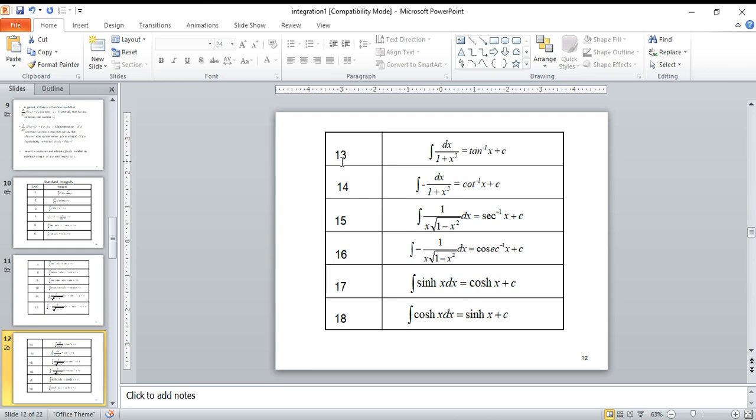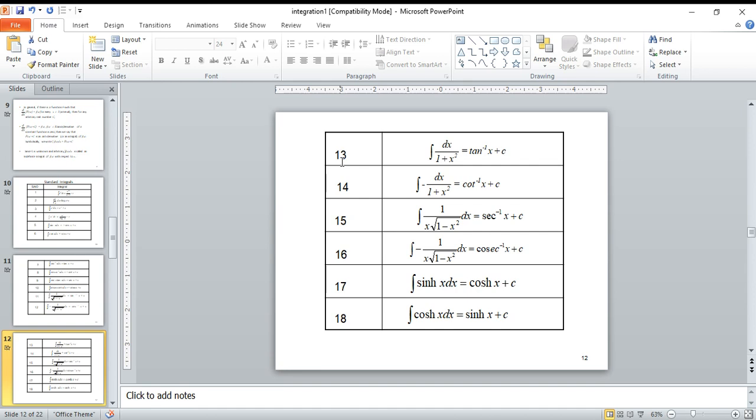15th, integration of 1 by x into under root of x square minus 1 dx equals sec inverse x plus c. 16th one, minus integration 1 by x into under root of x square minus 1 dx equals cosec inverse x plus c. 17th one, in hyperbolic functions, integration of sin hx dx equals cos hx plus c.